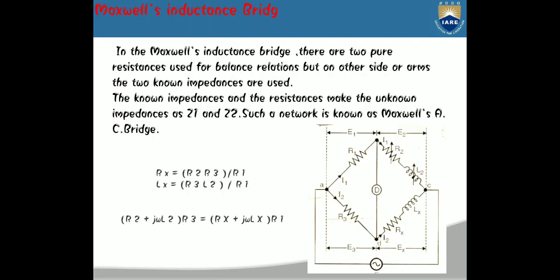Hello everyone, myself B. Chanakya from ECE 3A, and today I am going to tell about AC bridges. In that there are two types: Maxwell bridge and Hay bridge. Coming to Maxwell's inductance bridge: in it there are two pure resistances used for balance relations, while on the other arms the two known impedances are used. The known impedance and the resistance make the unknown impedances Z1 and Z2. Such a network is known as Maxwell's AC bridge.